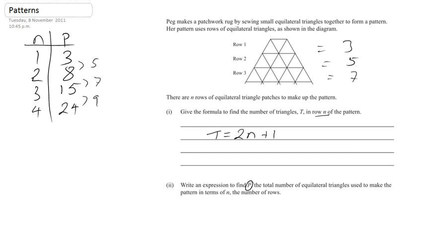So the first difference is not the same. So this is not a linear pattern. But the second difference is the same. So it is a quadratic pattern. If the second difference is the same, then it's a quadratic pattern. If the third difference is the same, it would be a cubic. So you can spot the type of pattern that you've got.